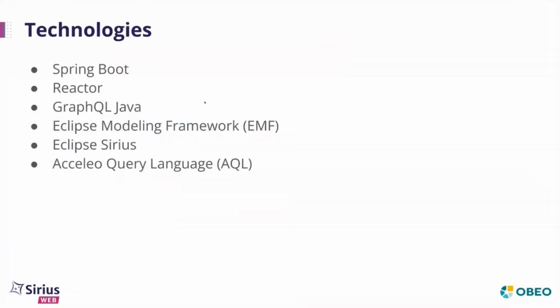The Sirius Web backend relies on really classical framework and cloud libraries. So we rely on Spring Boot, Reactor, GraphQL Java, and more classical modeling things like EMF, Eclipse Sirius, and AQL, the query language for navigation in the model.